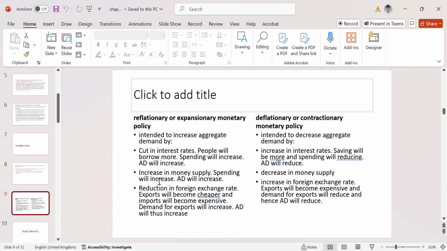The second instrument is money supply. The government will increase the money supply or print more money. So money supply will increase. If money supply increases, people will have more money, so they will spend more and AD will increase.